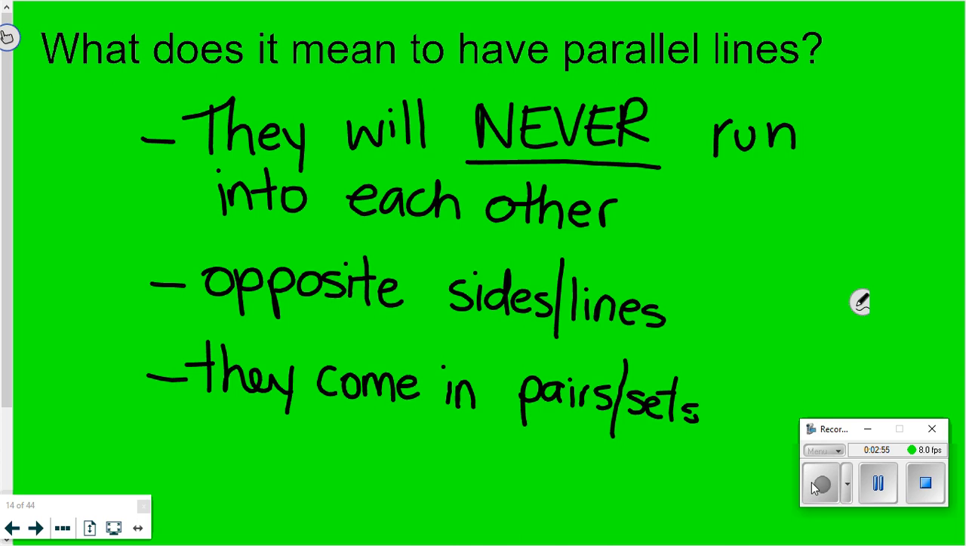Oh, we were writing. So parallel lines come in pairs, right? Just like when you go to the store, you don't buy one shoe. You got to buy both shoes. You don't get 6 of them. You don't get 1 of them. You always get packs of 2. Same with parallel lines. They're in groups of 2. Always.